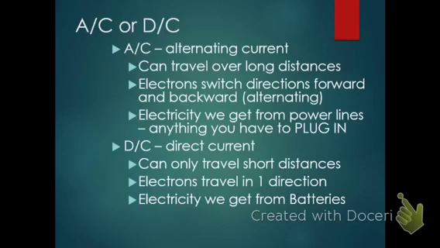Alright, so we must be able to explain the two types of power. We have alternating and direct current. Alternating current is a type of electricity that we get from wires. This can travel over long distances, so anything that you have to plug in is alternating current. And in alternating current, electrons can switch directions. They could go forward, they could go backward. Direct current, however, can only travel short distances, and direct current is the electricity we get from batteries.